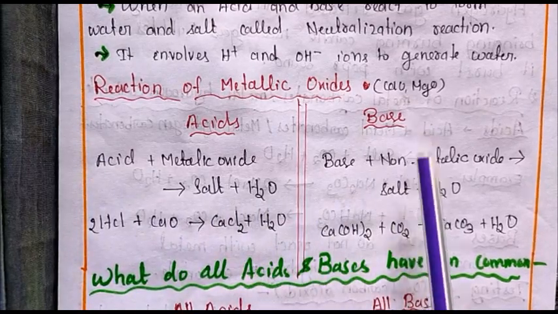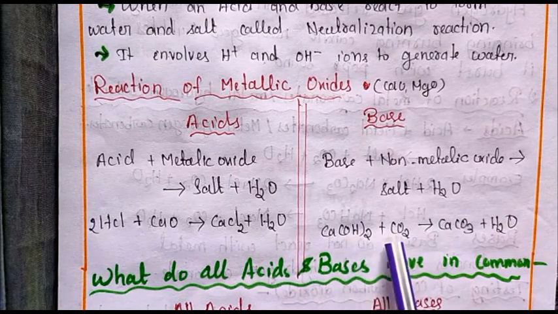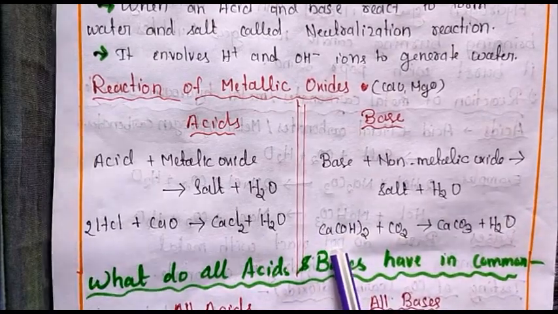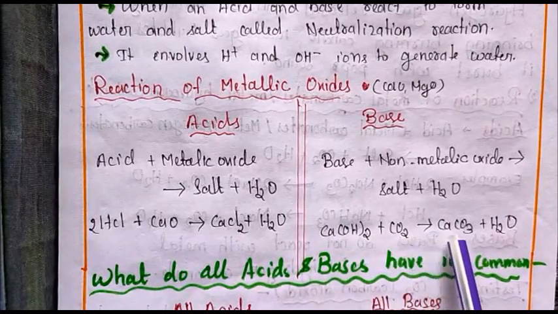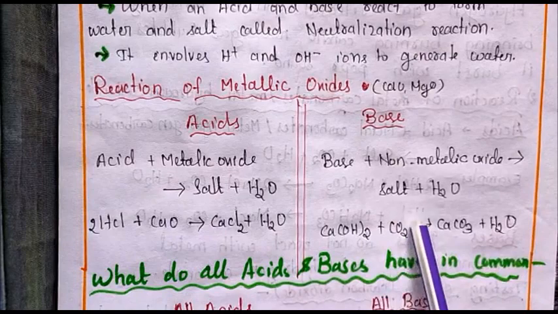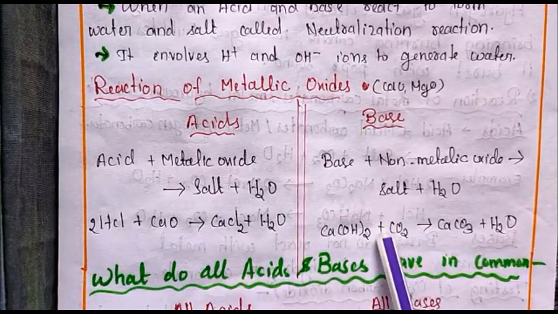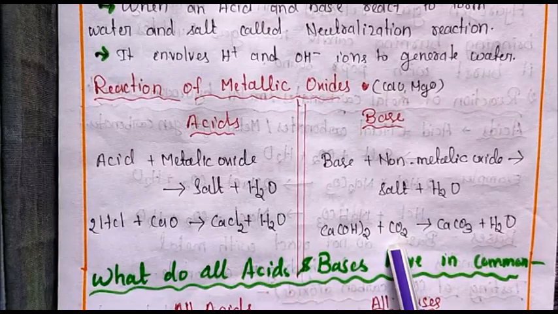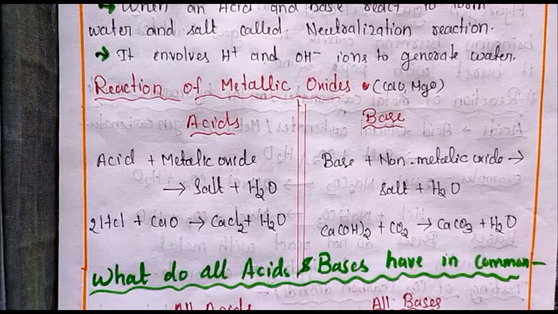Like that, when a base reacts with non-metallic oxides, that is Ca(OH)2 plus CO2, this is your calcium hydroxide base, plus CO2, it will produce CaCO3. CO2 is your non-metallic oxide. Carbon dioxide, carbon is your non-metal, so carbon dioxide is a non-metallic oxide. Then it produces CaCO3, salt, plus water.